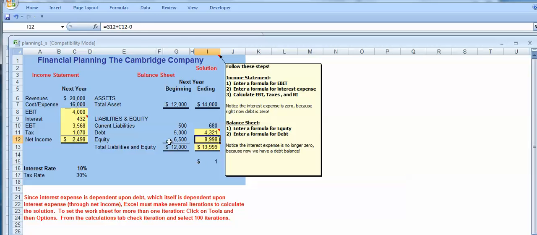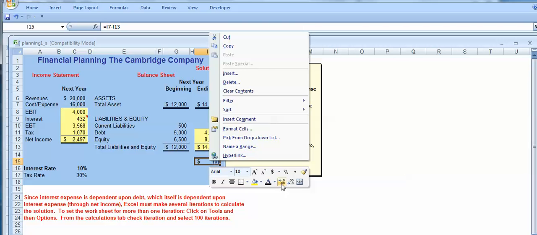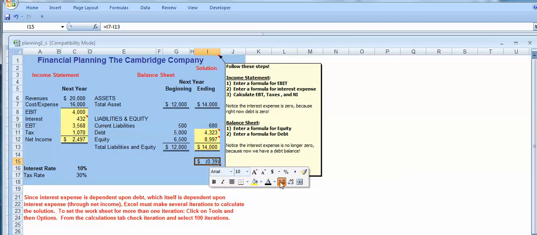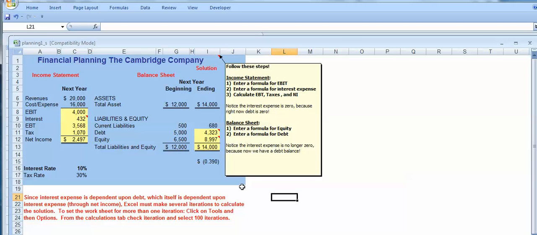Let's put in another $1 for debt. So instead of $43.21, let's put in $43.22. Not quite there. Still off by $1. Instead of $43.22, let's put in $43.23. And we basically have a pro forma that balances. That took us about 5 iterations to get there, but one thing we notice, we really aren't there. If we were to increase the decimal places here, our balance sheet still doesn't exactly balance.